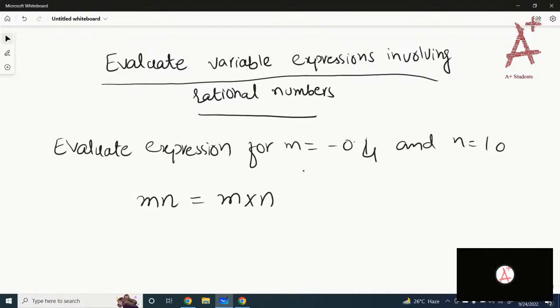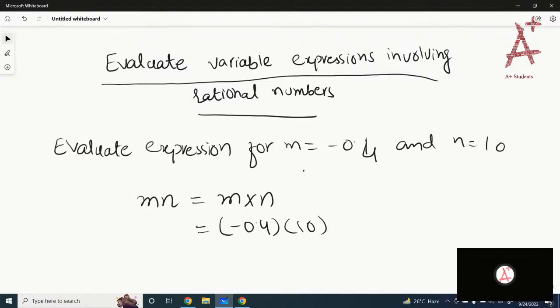Either you write the operation in between them or you don't. That means they are multiplying. So just replace the variables with the values. Plug in m equals negative 0.4 and n equals 10. So 0.4 is a negative number and 10 is a positive number. So when you are multiplying two numbers, this is a very important point. You can note down this point. Make sure you have your notebook and pencil so that you can note down the important points.